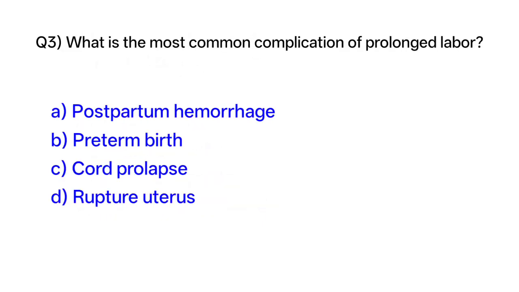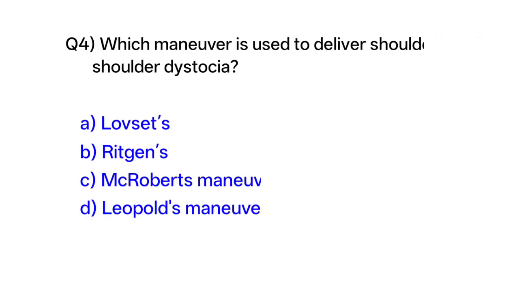Question number 3. What is the most common complication of prolonged labor? The correct option is A. Postpartum hemorrhage. Question number 4. Which maneuver is used to deliver the shoulder in shoulder dystocia? The correct option is C. McRoberts maneuver.